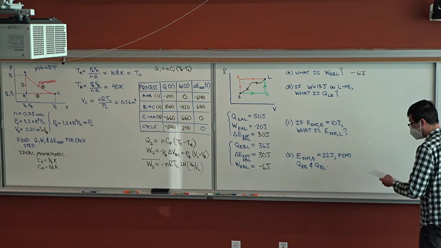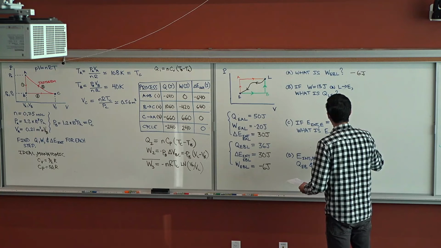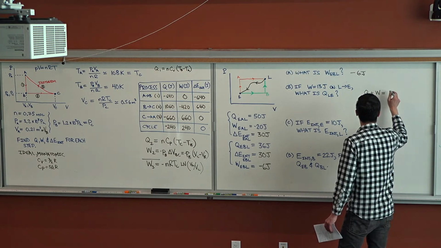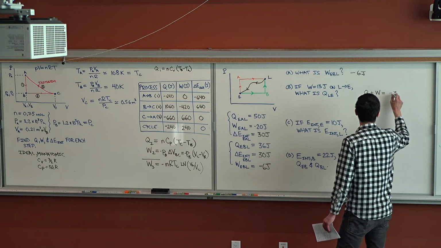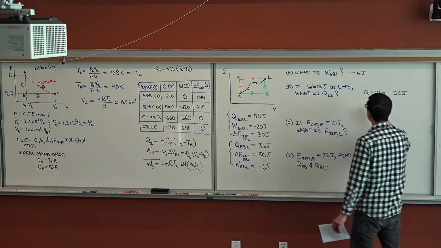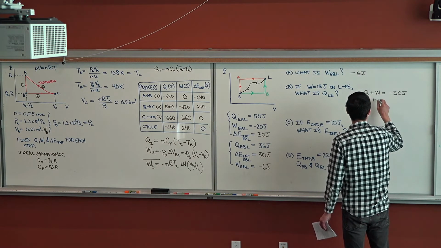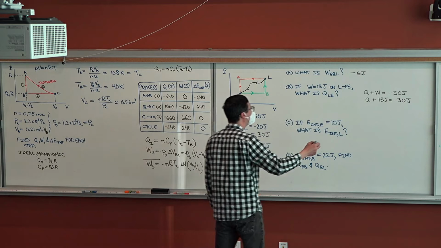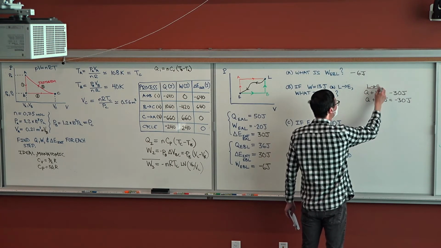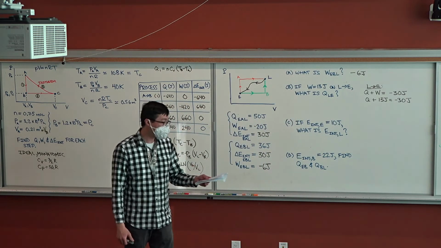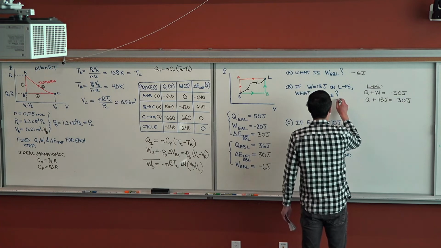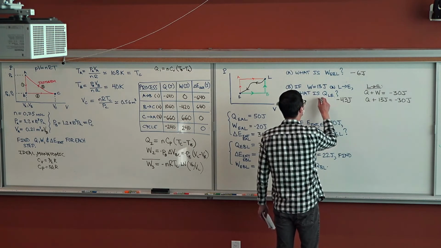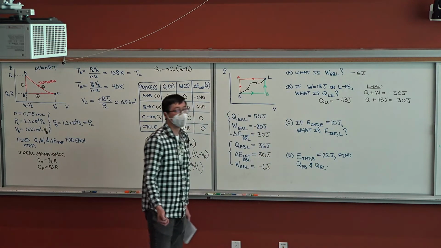So in that case, if W is 13 joules, we have to give back 30 going from L to E. Then that tells us that Q has to be minus 43 joules, right? That works.